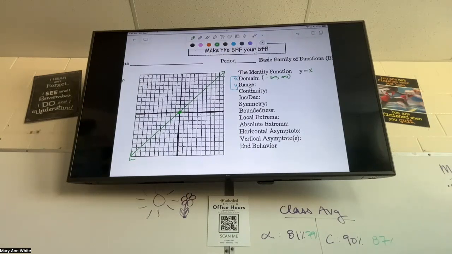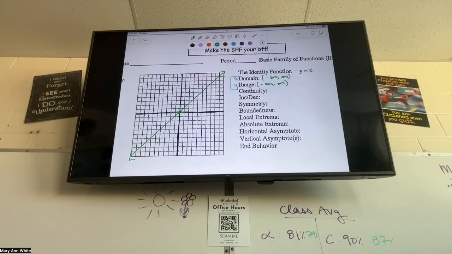Flip a couple of pages. Right there. What about my range? What about my Y's? It goes through 0, but I think it goes through all of them. I think all of them are there. I have a point on every single y that I see here. So negative infinity to positive infinity.